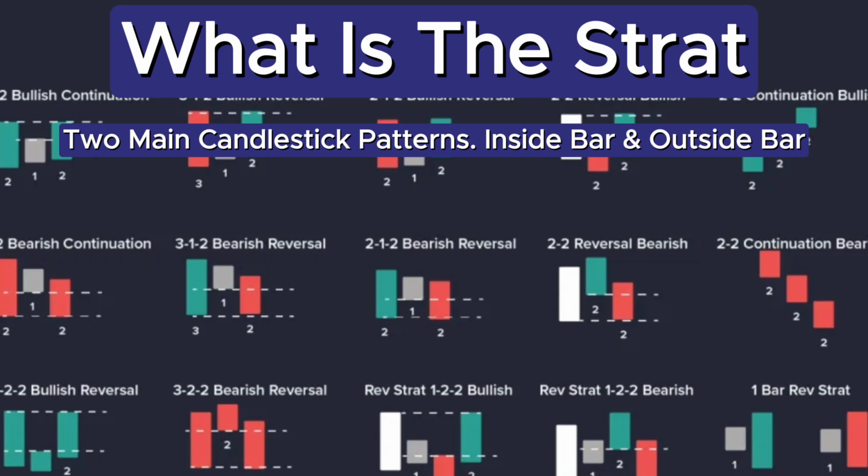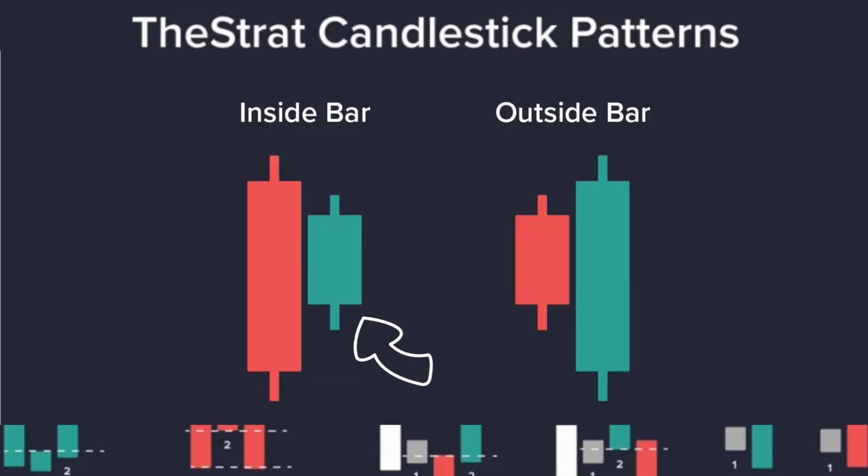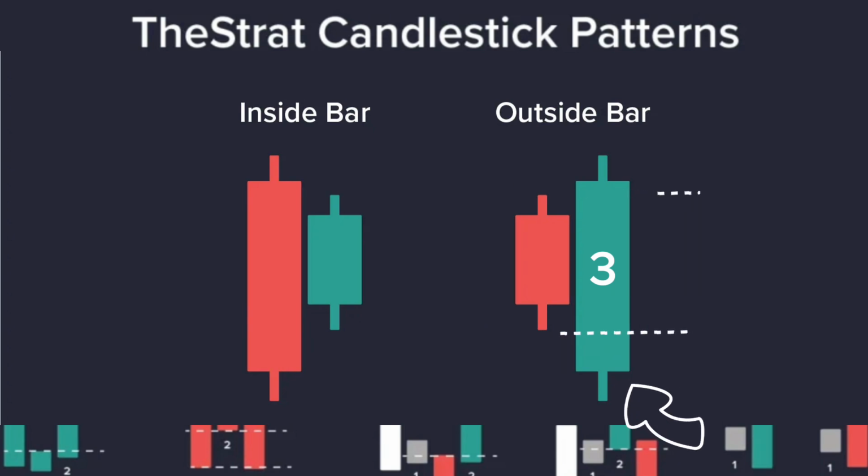The Strat revolves around two main candlestick patterns: inside bars and outside bars. An inside bar, or a one bar, forms when the price action is completely contained within the range of the previous bar. It signals consolidation, meaning buyers and sellers are taking a breather before a potential breakout. An outside bar, or a three bar, occurs when the price makes both a higher high and a lower low than the previous bar. This shows expansion and often signals increased volatility.